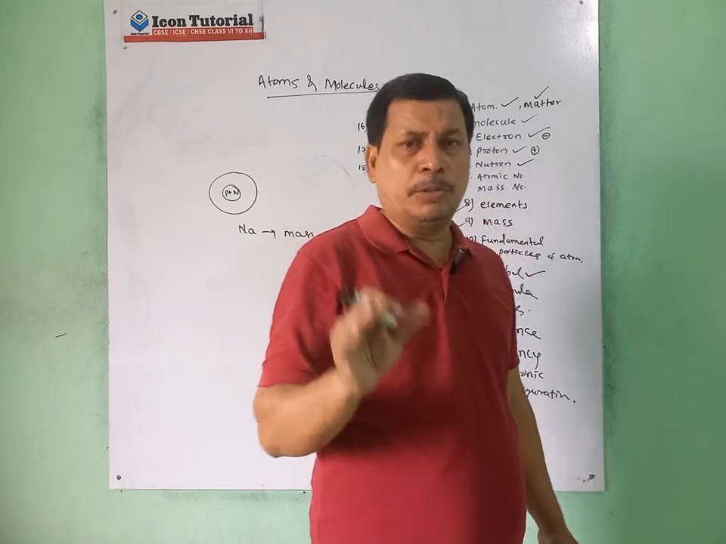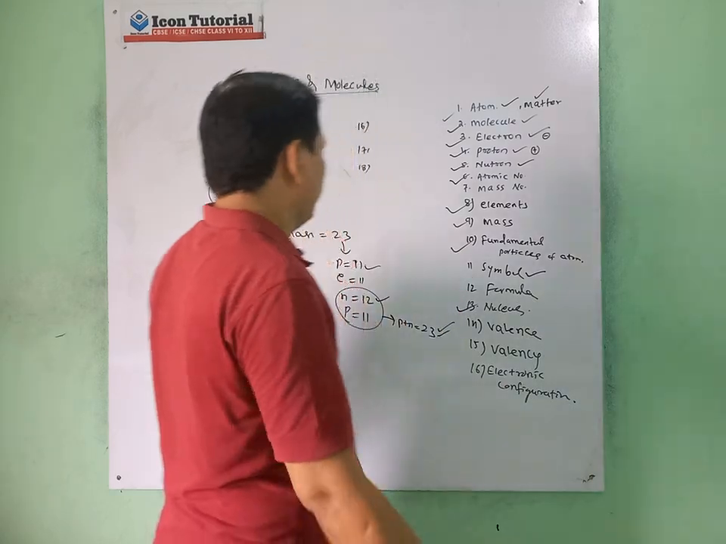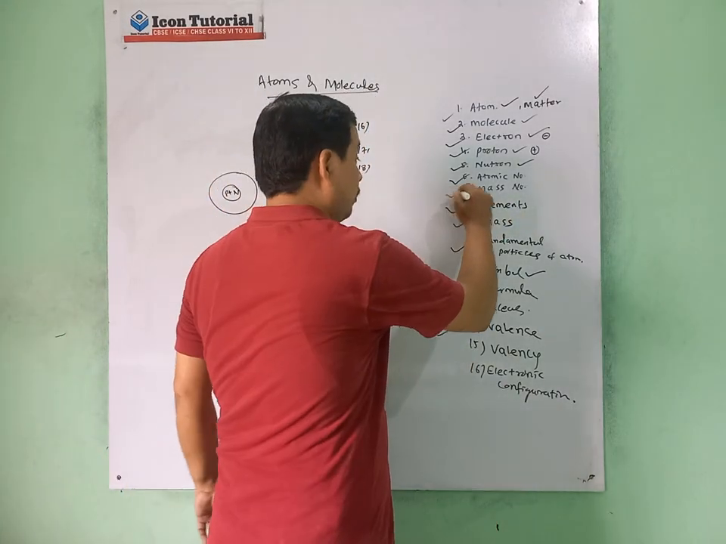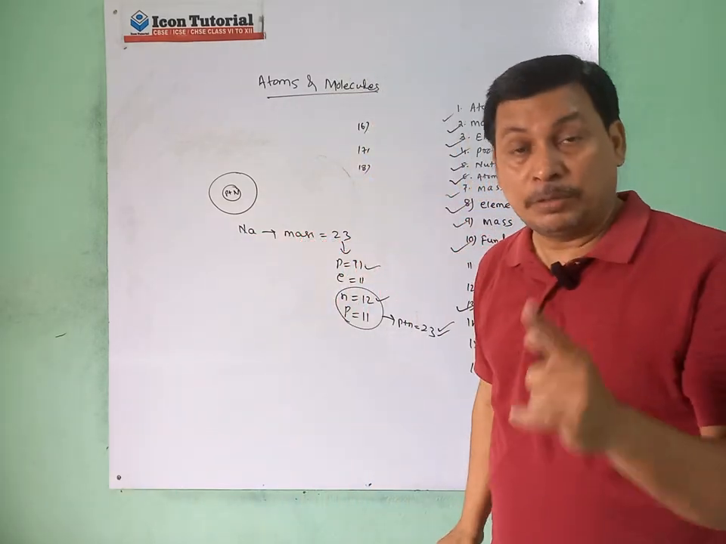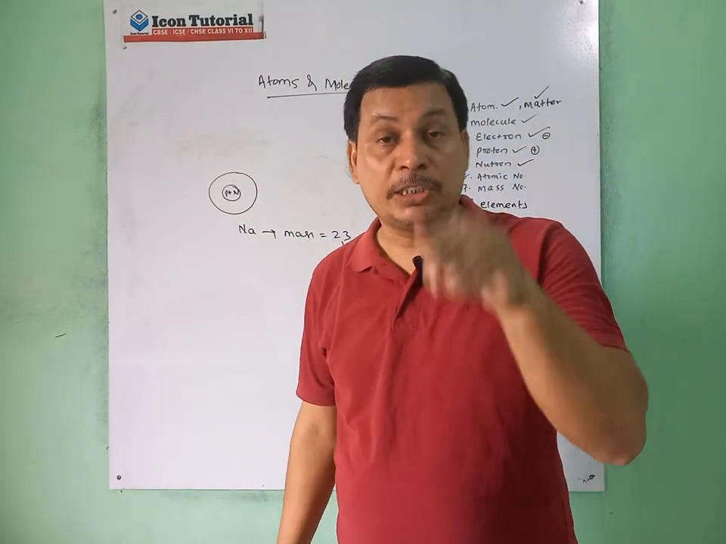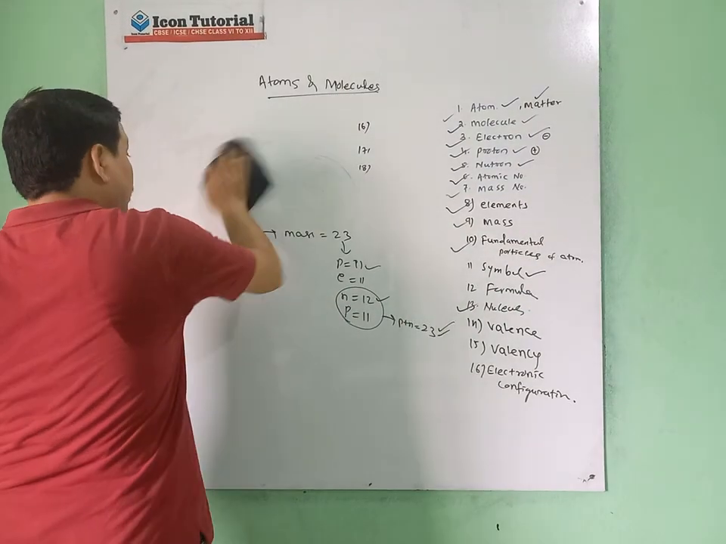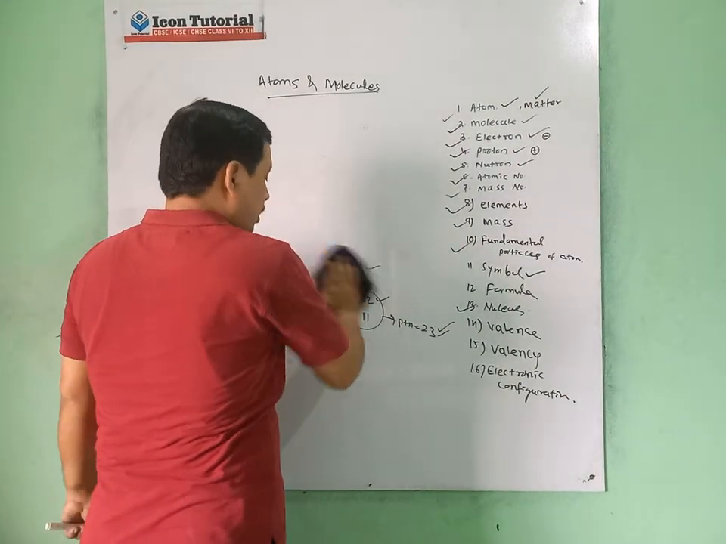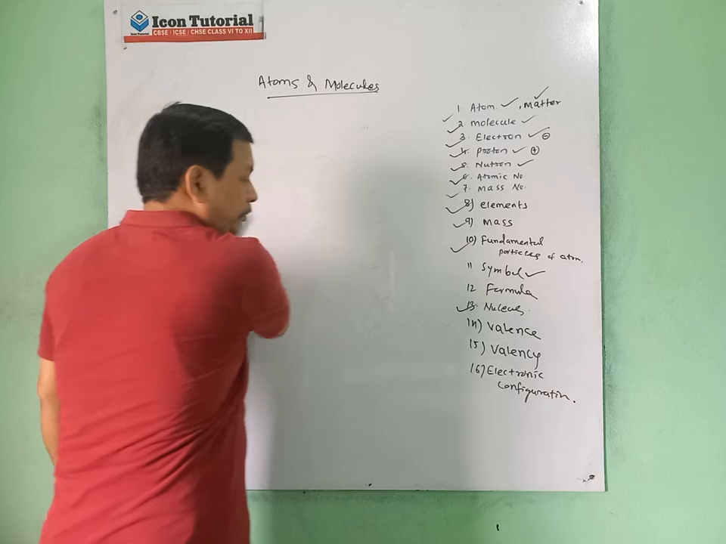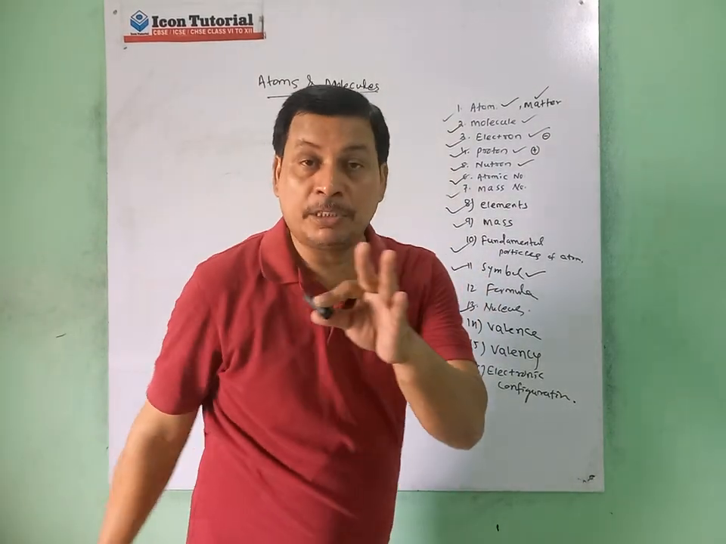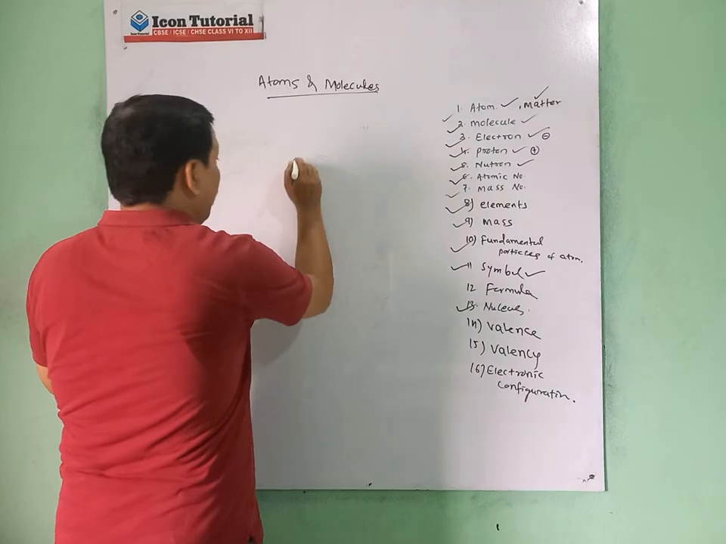So mass number, I told what is mass number: the number of protons and neutrons together is called mass number. So once again, very clearly, I will discuss all these things. So this is finished. Then symbol, the shorthand representation of an element, that is known as symbol.